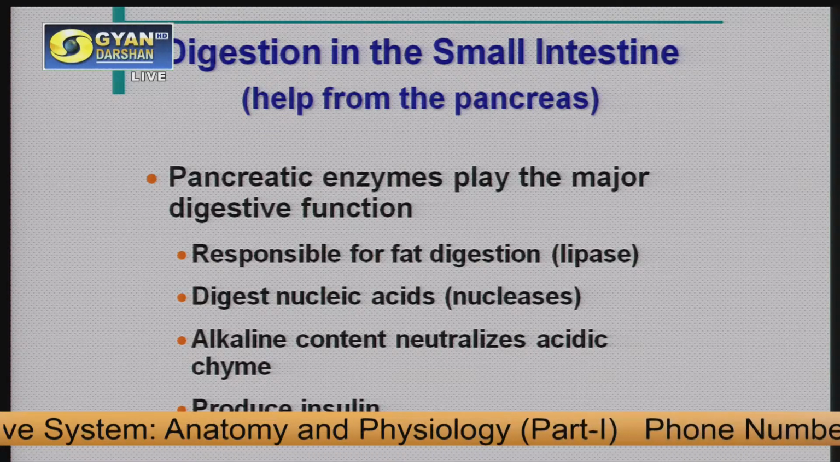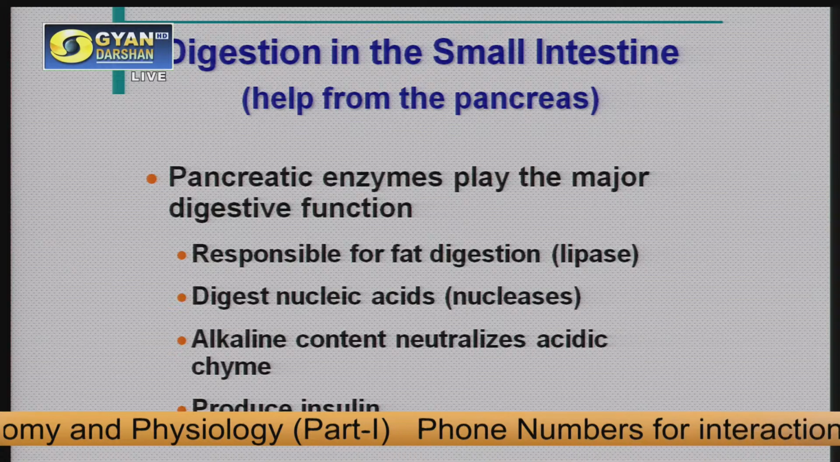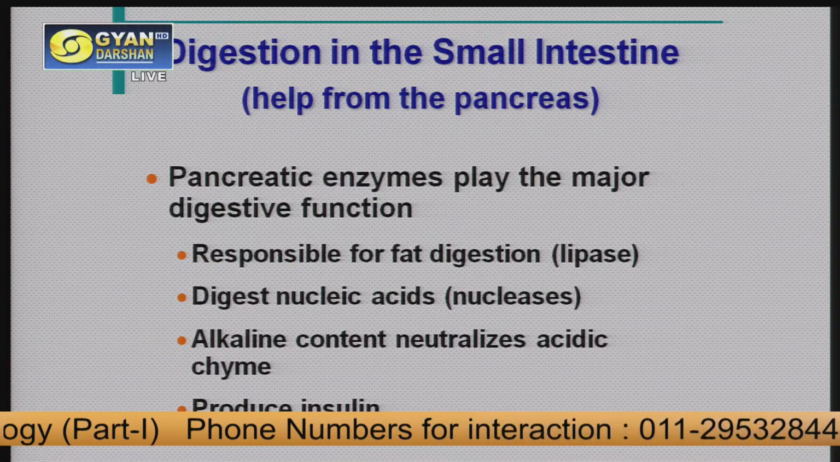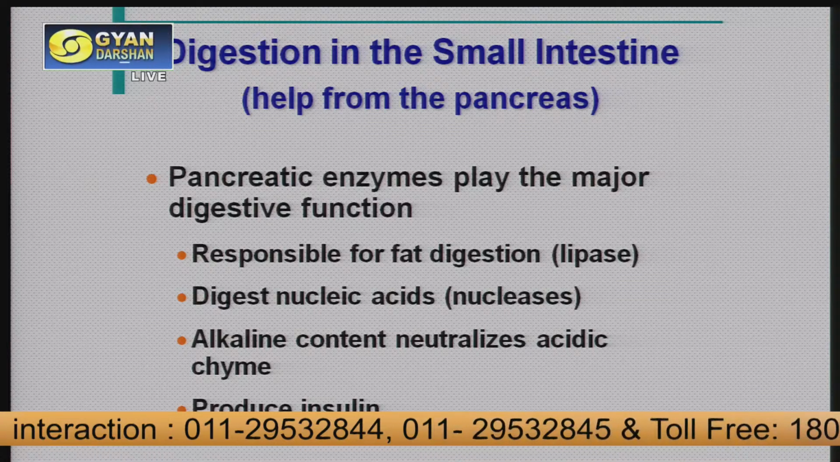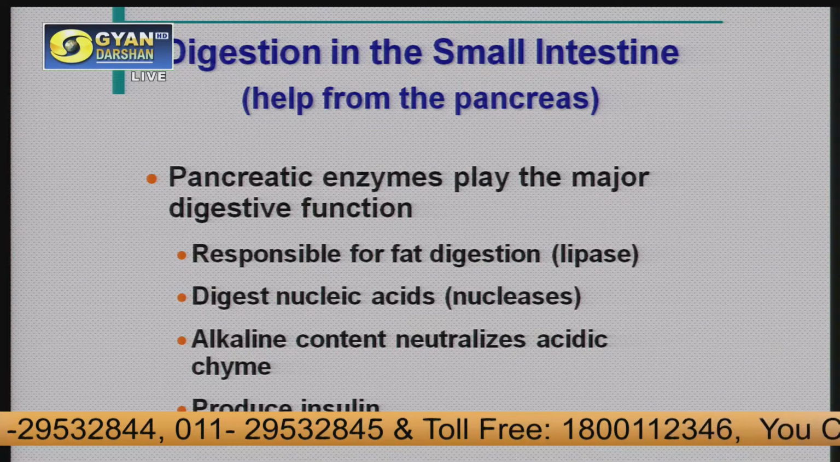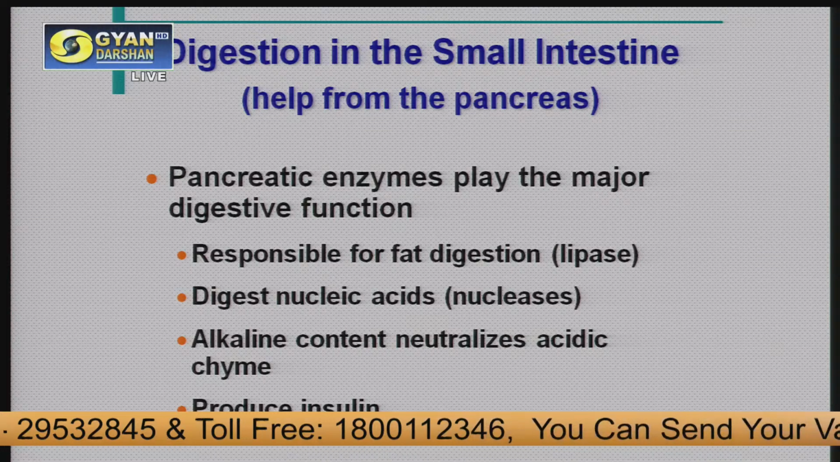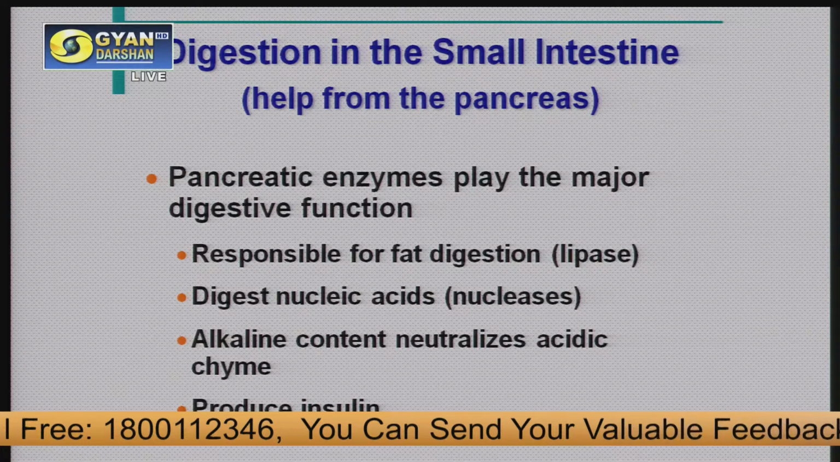Now, similarly, the digestion in the small intestine gets help from the pancreas. Pancreas is very important because pancreatic enzymes play the major digestive function. They are responsible for fat digestion, and for fat digestion they have the enzyme lipase. Similarly, they digest nucleic acids. When I mentioned carbohydrates, proteins, and fats, another important class of macromolecules is nucleic acids. Nowadays, everybody knows about DNA, RNA. You know about DNA fingerprinting. Whenever there is any murder or any accident, you take the DNA. You know the DNA, a very small amount is needed.